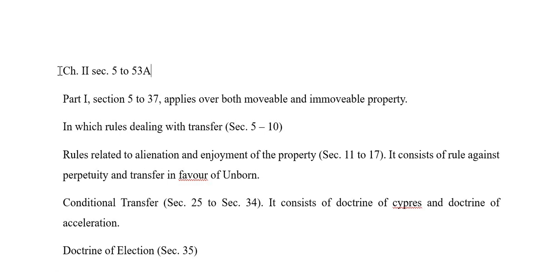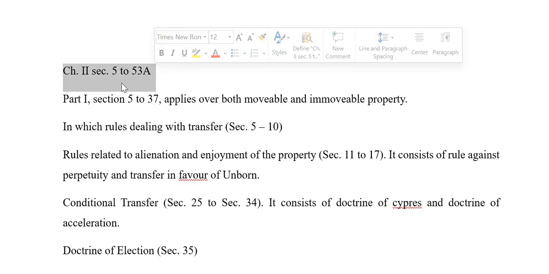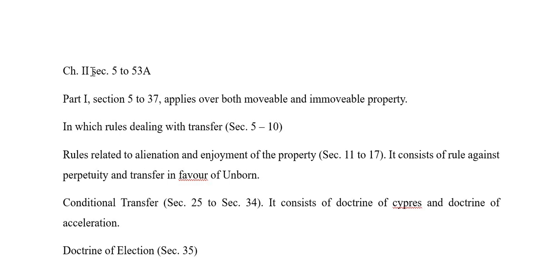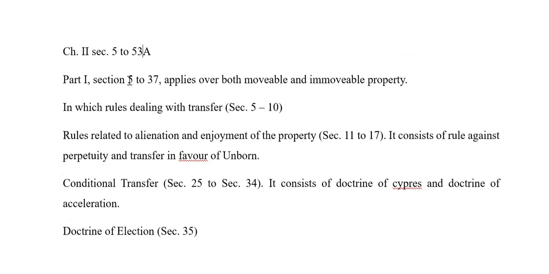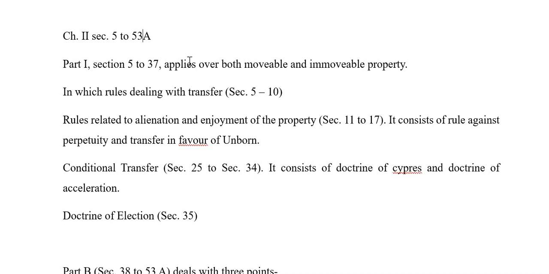This is another video from TPA, Transfer of Property Act. Now chapter 2 deals from section 5 to 53A, and part 1, section 5 to 37, applies over both movable and immovable property, in which the rules dealing with transfer, 5 to 10, we can say are kind of general rules. However, chapter 2, section 5 to 53A are rules itself, but for the purpose of understanding part 1 we can say 5 to 10 deals with general rules.